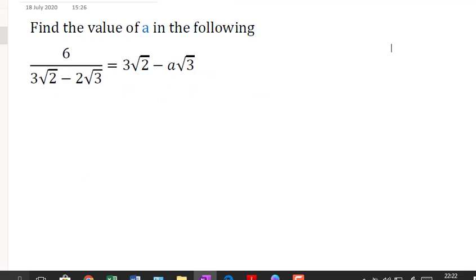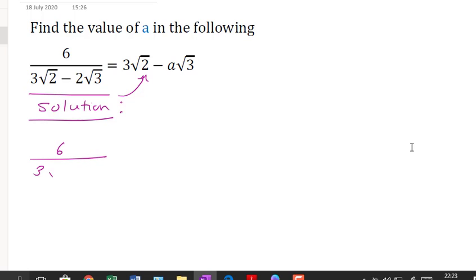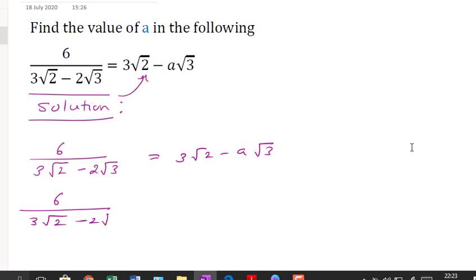Now let us see the second question. Find the value of a in the following. So what we will do here is first rationalize the denominator, convert this into this form, and then compare both sides. So 6 upon 3 root 2 minus 2 root 3 is given as 3 root 2 minus a root 3. On the left hand side, we rationalize the denominator. I hope you know how to rationalize the denominator.